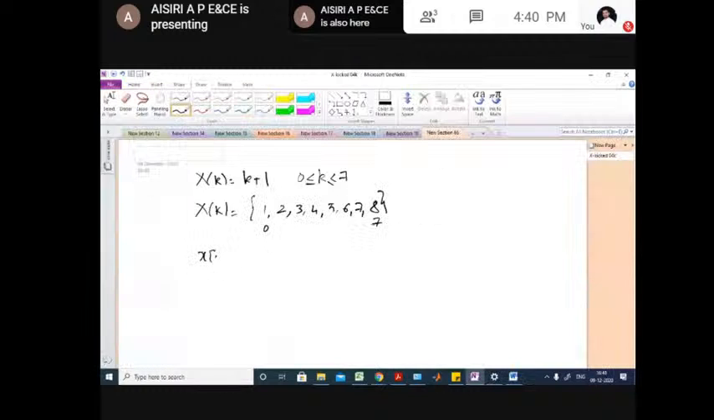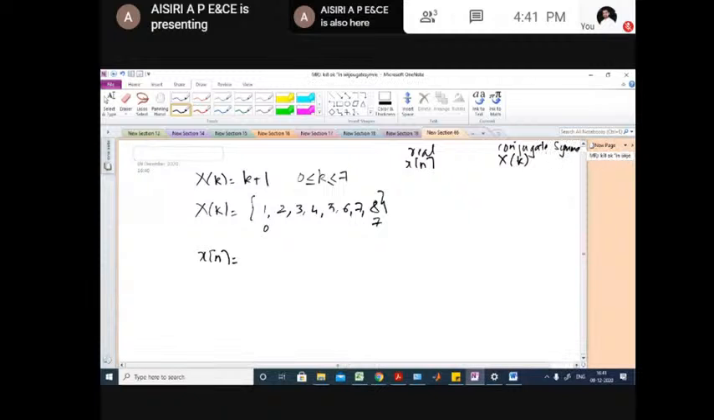So x of n. What can you expect when the sequence is real? We know that if x of n is real, x of k exhibits conjugate symmetry about the midpoint. Now vice versa: if x of k is real, then x of n would definitely exhibit the conjugate symmetry.